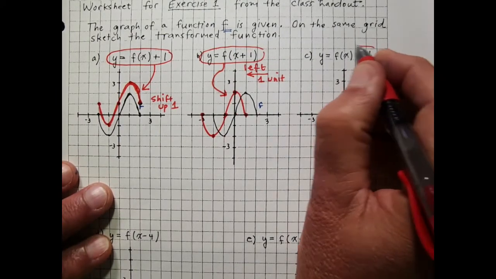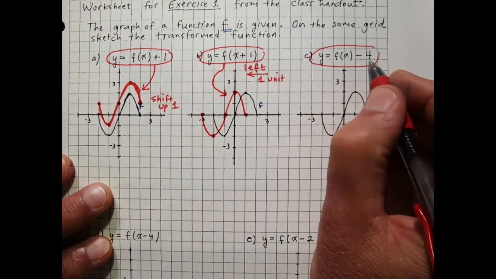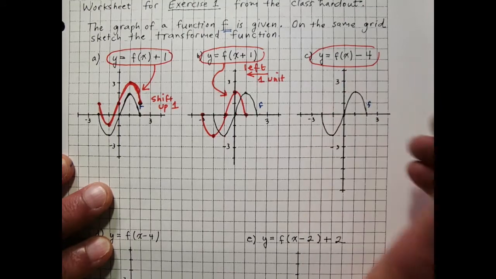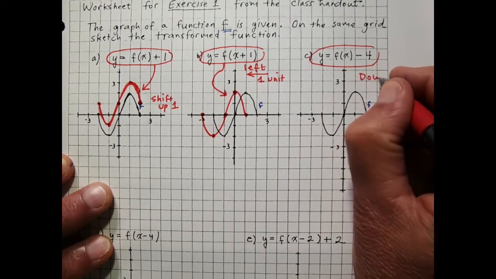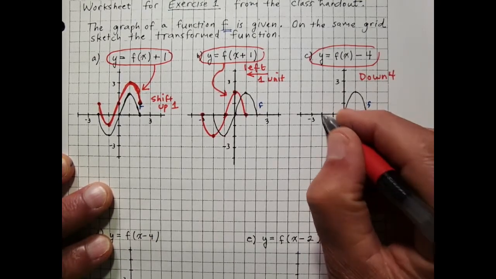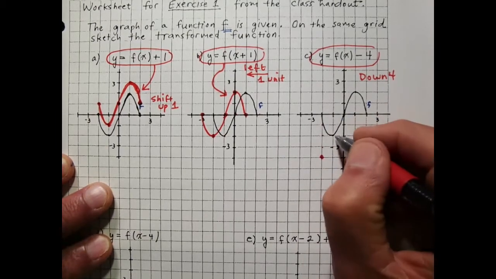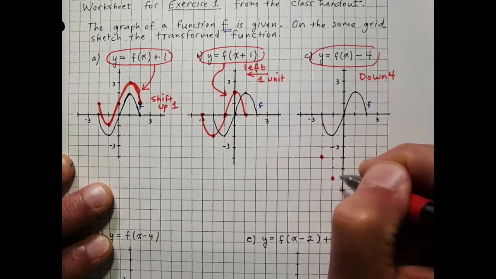Part C. Part C is actually similar to part A, right? Because we're subtracting 4 outside the function expression for f of x. So we got to go down 4. And so this point goes 1, 2, 3, 4. It looks like I gave myself lots of room here, right? This point goes 1, 2, 3, 4 down.